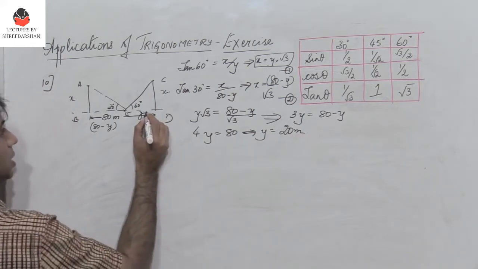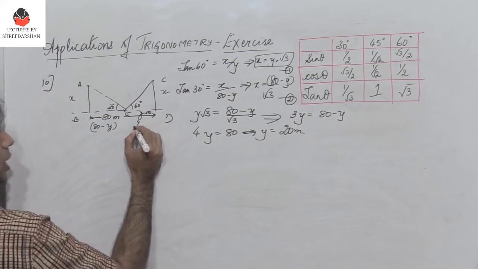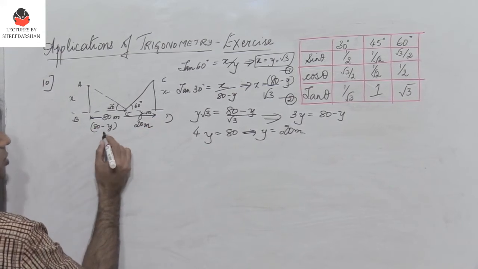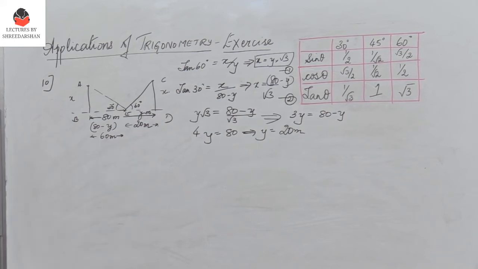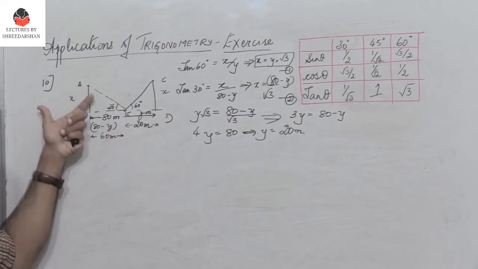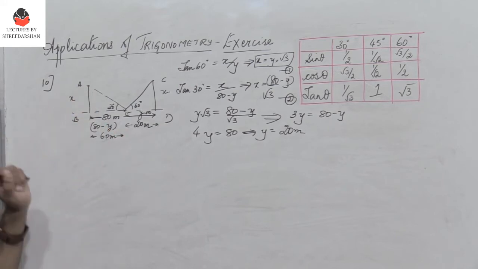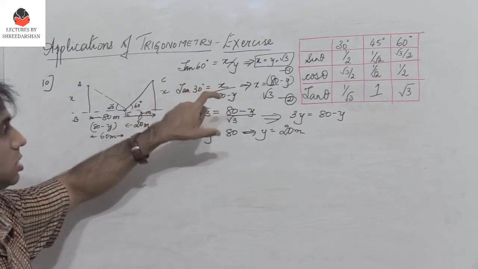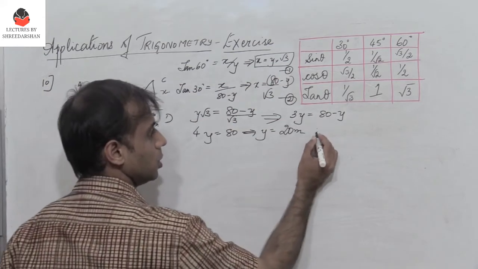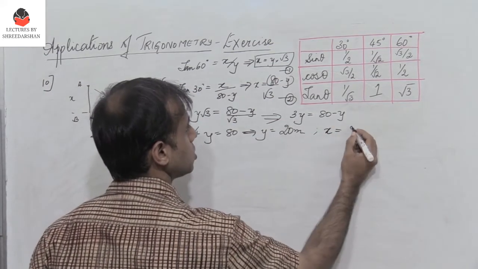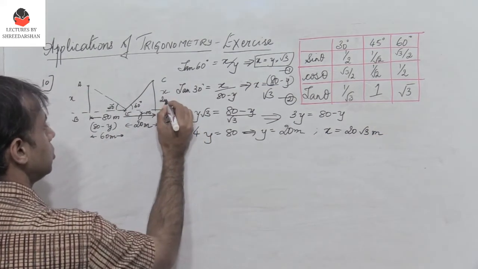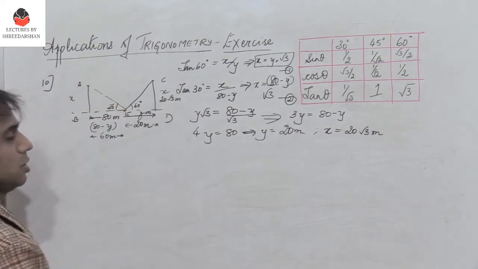So y is 20 meters. And this is 80 minus y, which is 80 minus 20, which is 60 meters. So the point E is at a distance of 20 meters from one pole, and at a distance of 60 meters from the other pole. Now we also need to find x, which is the height of the pole. x is y into root 3. So the height of the pole, x, is 20 into root 3 meters. And of course this also is 20 into root 3 meters.